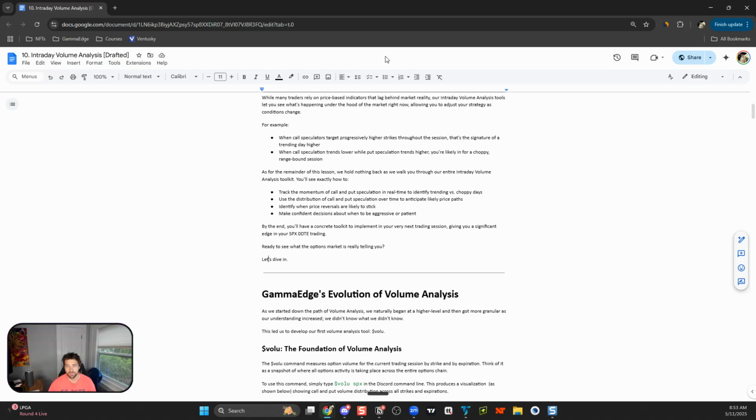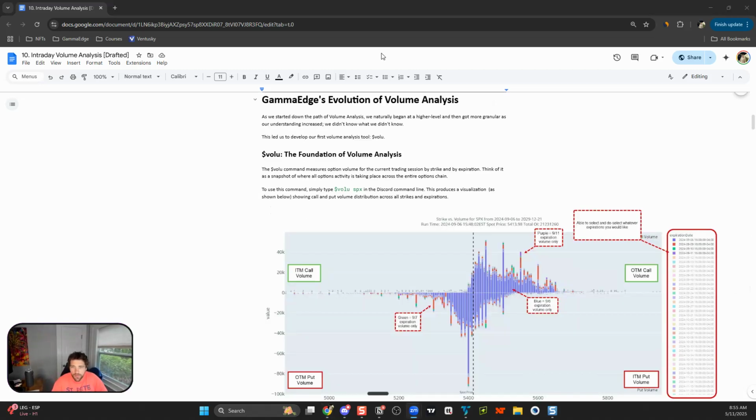Let's dive in. As a bit of background, as we started down the path of volume analysis, we naturally began at a higher level and then got more granular as our understanding increased because we didn't know what we didn't know. This led us to develop our first tool, which is called Vol-U. That's simply just a Discord command that you can type in the command line. Specifically, the volume command measures option volume for the current trading session by strike, by expiration.